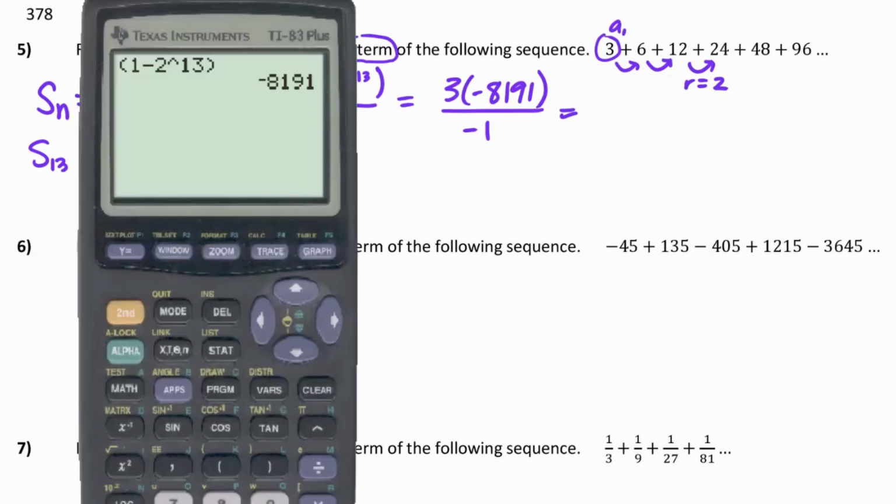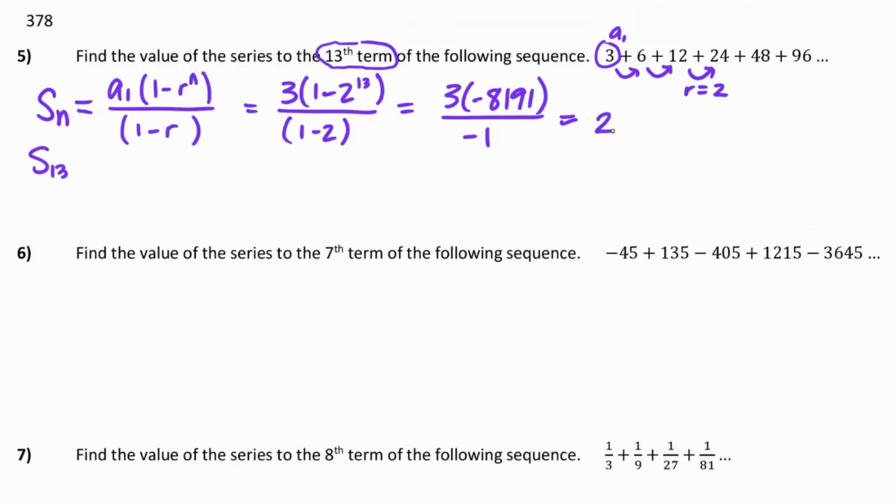So 3 times that negative amount, and then divided by negative 1, obviously just takes the negative sign away, we end up with 24,573. Hopefully that's not too hard, and once you understand where to put things, it's just committing this formula to memory, like the others from this chapter.